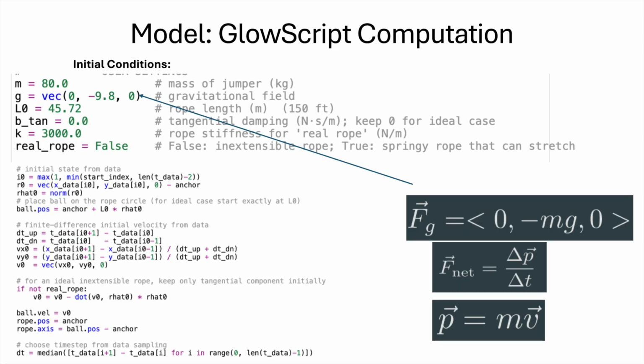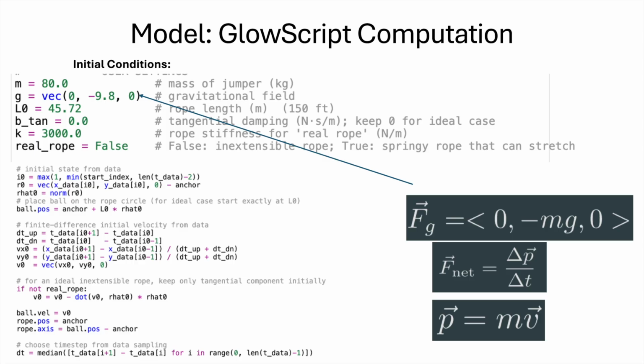Okay, so here's our GlowScript code, and the initial conditions are set as follows. The mass of the jumper is 80 kilograms, g is equal to negative 9.8 in the downward direction, L naught is equal to 45.72 meters, which matches the 150 feet of the rope length. B tangent is set to 0, k is equal to 3000 for the stiffness, and the real rope for now is set to false. I load the Tracker TXY CSV, pick a start row, place the ball on the circle L naught from the anchor, and estimate the initial velocity from nearby data points.